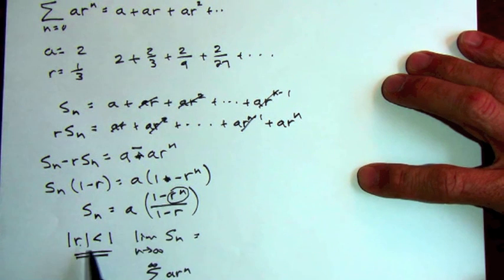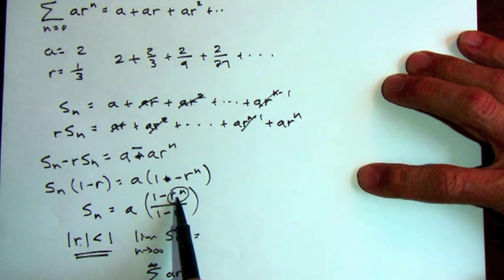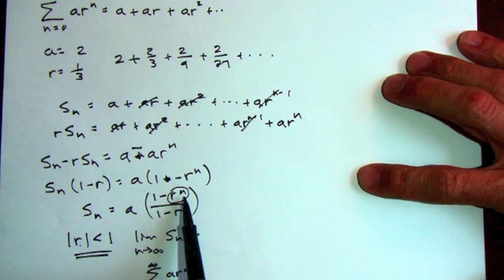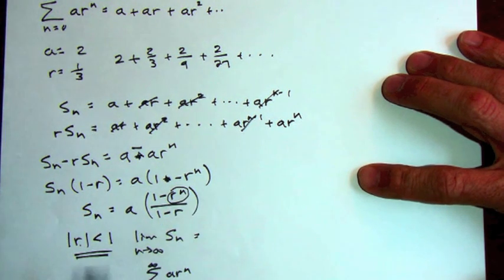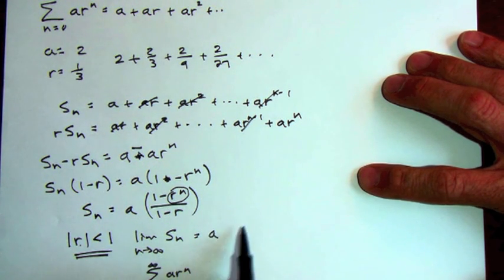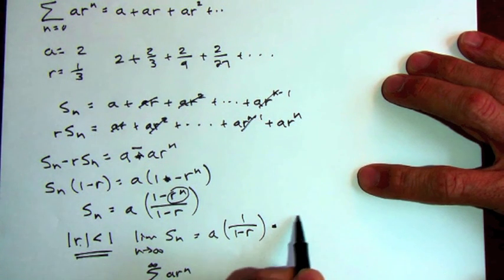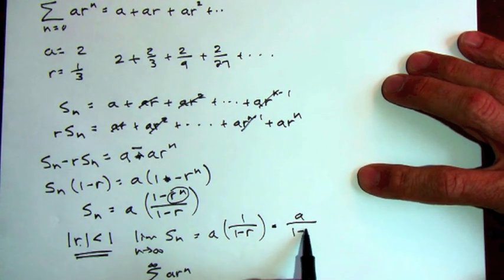What happens to r to the n as n goes to infinity? Well, if you think about it, it goes to 0, right? Because you can have 1/2 times 1/2 times 1/2 times 1/2. It's going to get smaller and smaller and go to 0. So what we end up with is a times 1 over 1 minus r, which we can just write as a over 1 minus r.